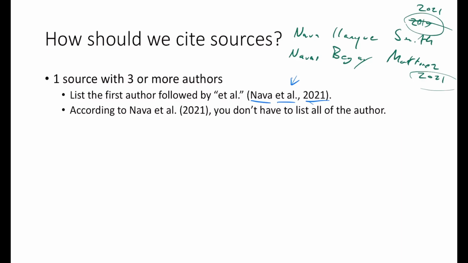You'd say Nava, Yankee, et al. That way, people will be able to figure out, is it this one or this one that he's talking about? So hopefully you won't run into that in this class. I don't think we'll be doing too much citing, but if you ever do run into that problem, that's how you get around it.